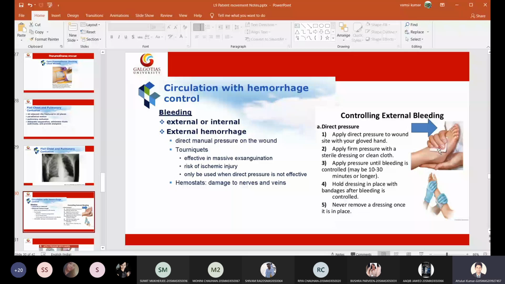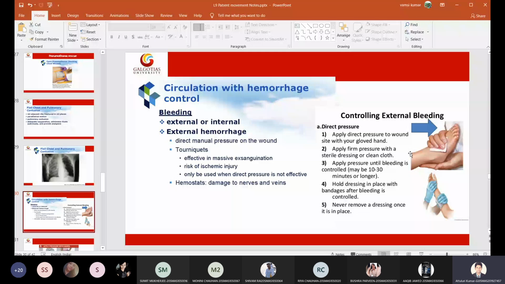And also we need to raise his arms or legs, so that the circulation will be reduced. You need to raise the area, or you need to tourniquet it. Either you raise the leg or you tourniquet it. You need to tie a knot here, so that there will be less blood flow to the site of injury. So that is how we can control bleeding.